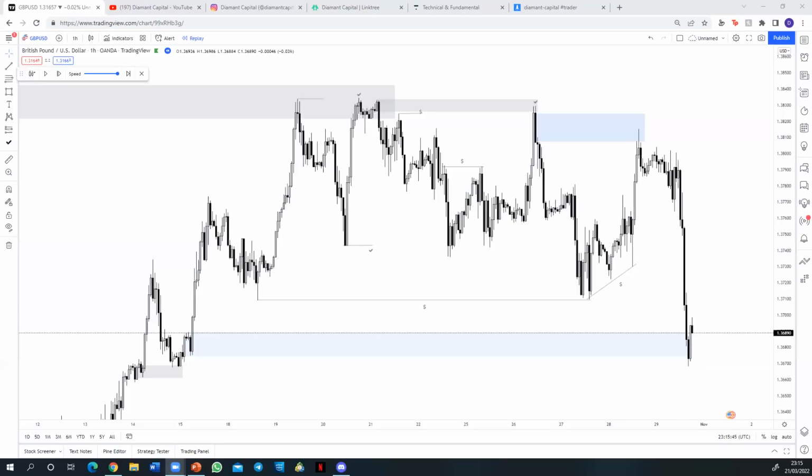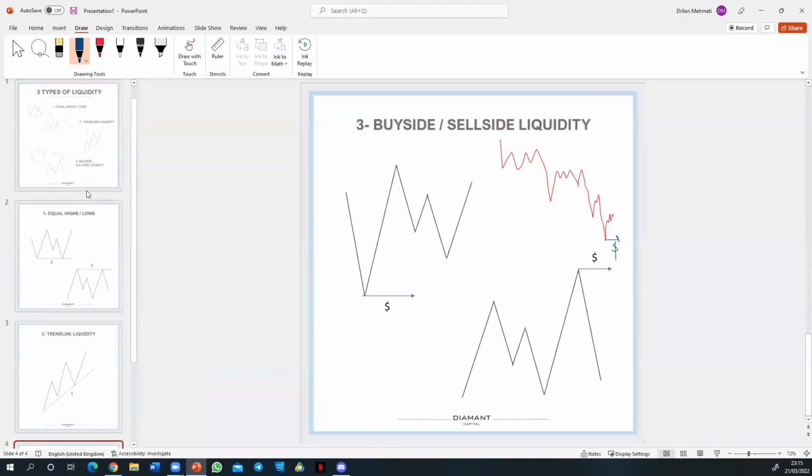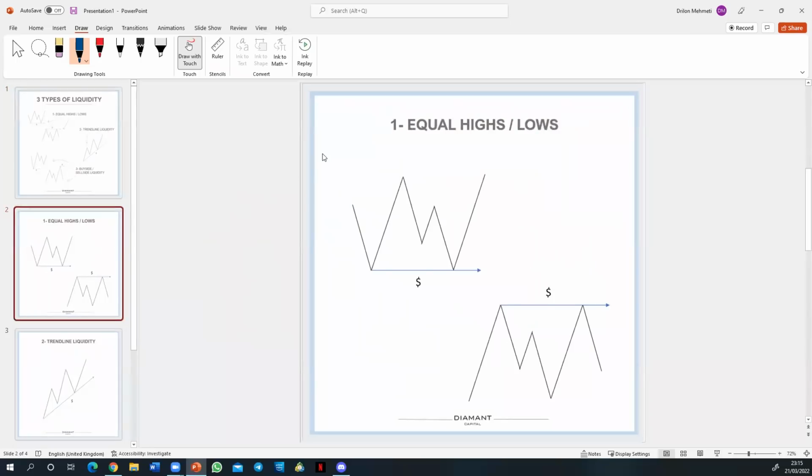Okay, so let's get straight into it. Now, in terms of the three main types of liquidity, I've briefly explained this in one of my Instagram posts recently. The first type that you've got is equal highs and equal lows, very self-explanatory.